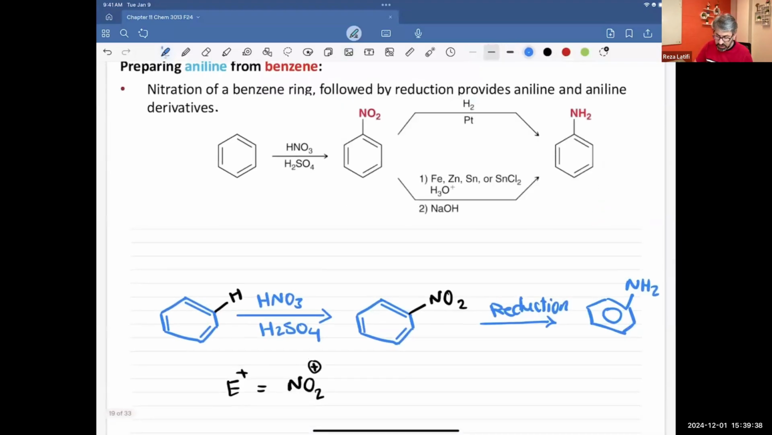And for the reduction, we can use hydrogen gas in the presence of a metallic surface like platinum or nickel, or we can treat it with iron or zinc in the presence of acid, and next step, treat it with a base, and it will turn to NH2. So reduction of NO2 is going to give us a primary amine. Again, we got a primary amine.